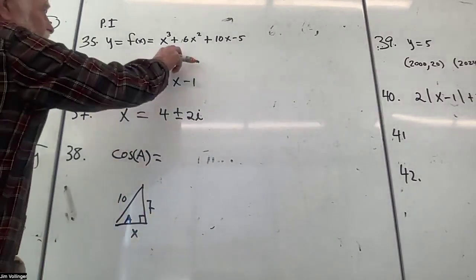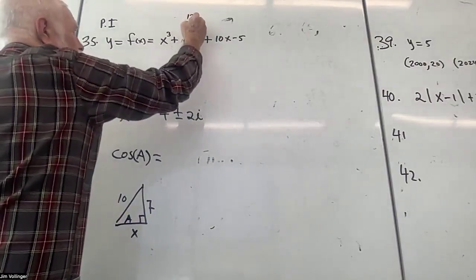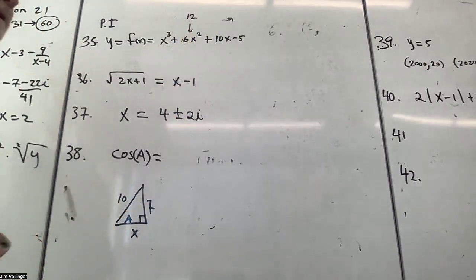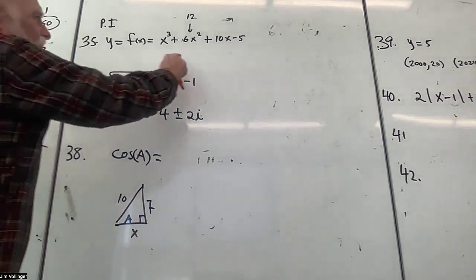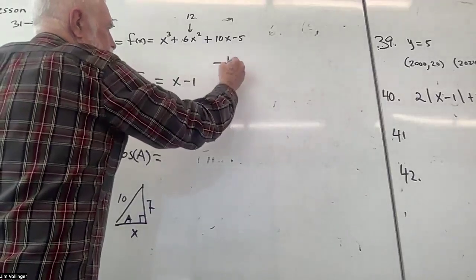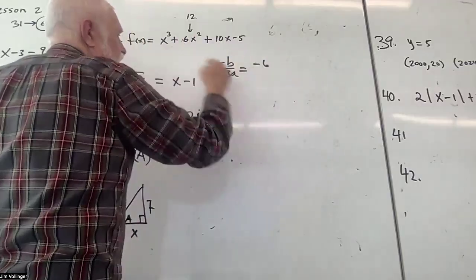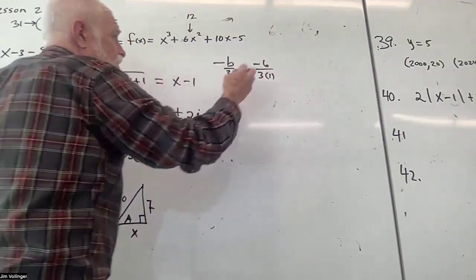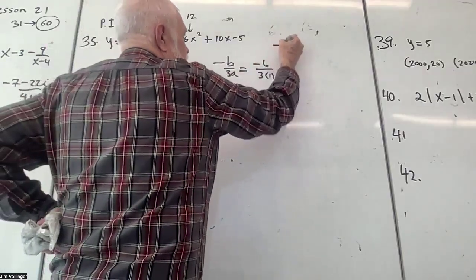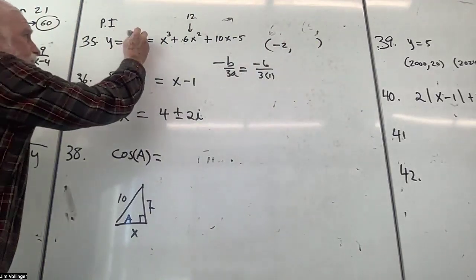F of x equals x cubed plus 6x squared. Your worksheet might have a 12 here, but I'm changing it to a 6 just to make the numbers a little simpler. All right, so minus b over 3a. Minus b. Minus 6. 3 times 1 tells me that the point of inflection occurs at x equals -2. Now, all I have to do is do f of -2.